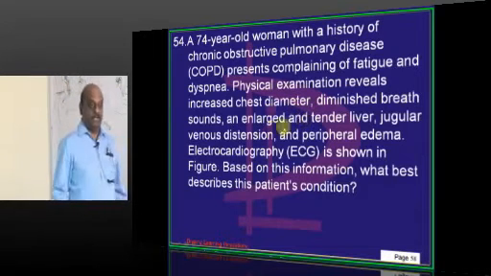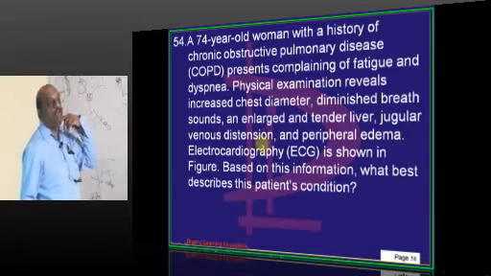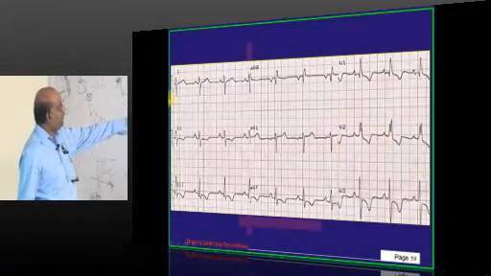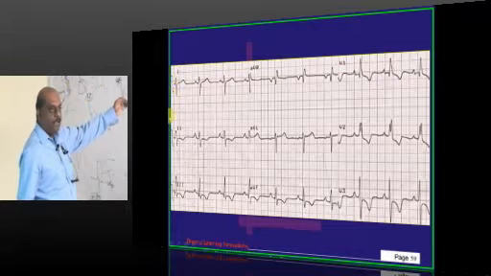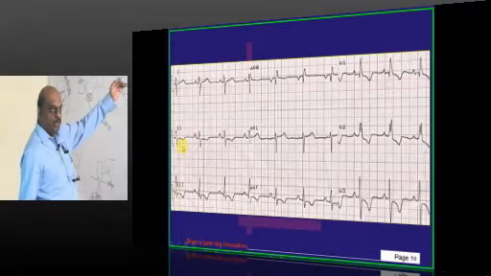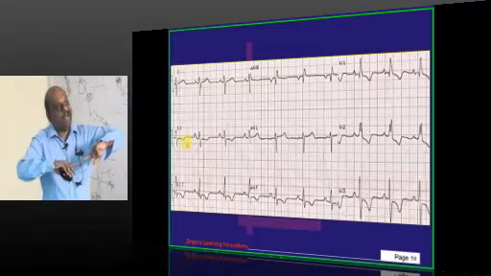That is another question. A COPD patient presents with jugular venous distension and signs of right heart failure. And the ECG, what is it showing? Lead 1 is pointing down, lead 3 is pointing up in the QRS complex. They both are right towards each other. So that is right axis deviation.